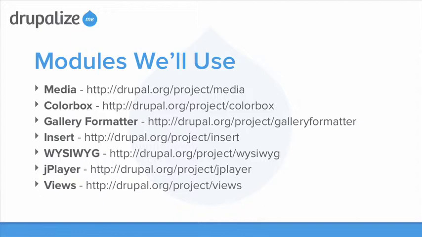So we're going to be looking obviously at the media package and a number of different modules that come within that package. It's not just one module. And related to that, we'll also be looking at using things like Colorbox and Gallery Formatter so that we have some more interesting ways to display the images that we have on the site. We're also going to look at Insert and WYSIWYG to make it easier for them, when they're writing a blog, to just be able to put things in there, highlight things with bold text and insert images into the body of the text.